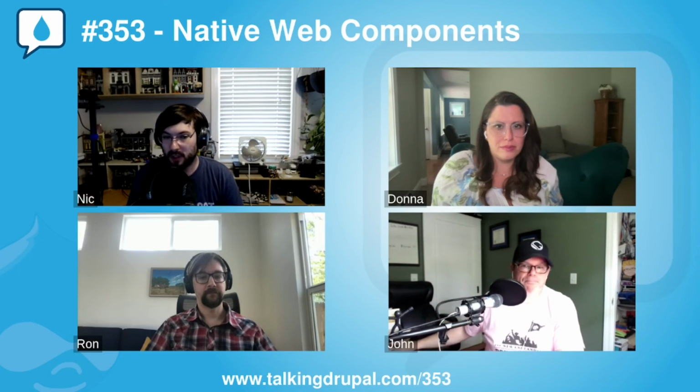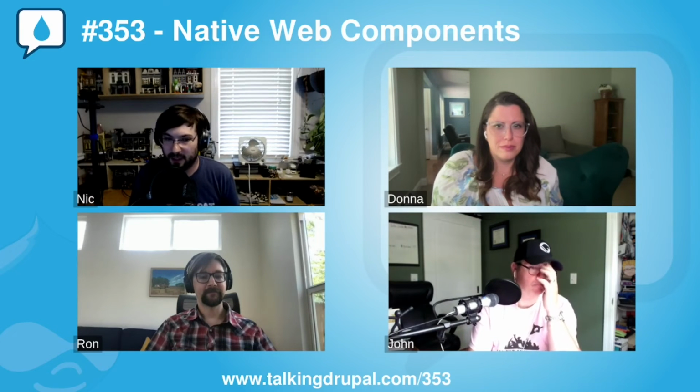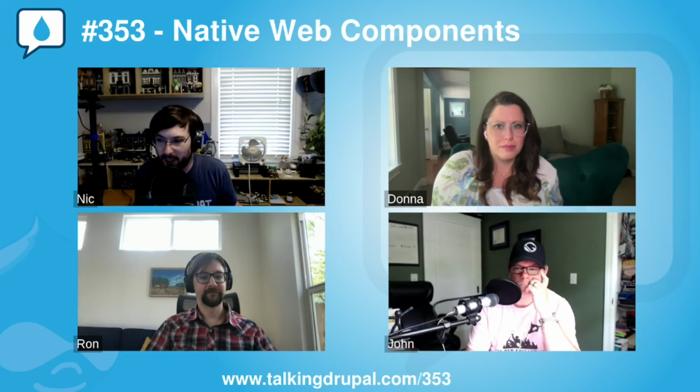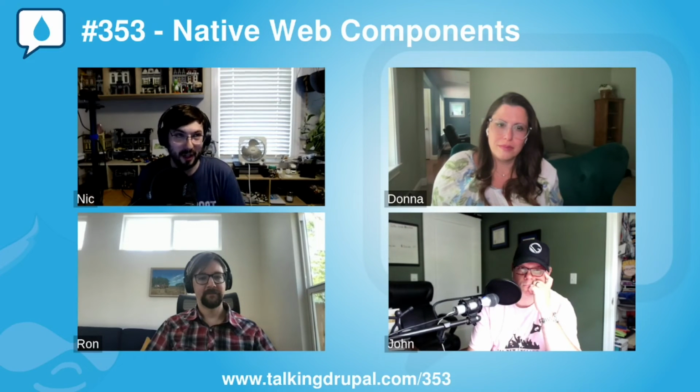Attributes aren't available in the constructor method when you're creating it. Attributes are only available after what's called the connected callback. So you need to kind of know where to do things. Speaking of which, I'm curious if you know how this happens actually, Ron.